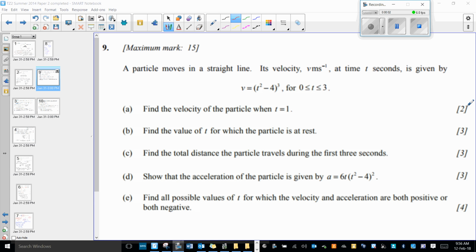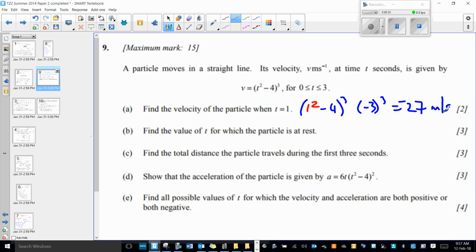Equations given by that. Find the velocity when t is 1, so you can stick 1 into here. So that's 1 squared minus 4, cubed. 1 minus 4 is minus 3, cubed, gives us negative 27 meters per second. Oh, I wrote the units the wrong way. It's negative 27.